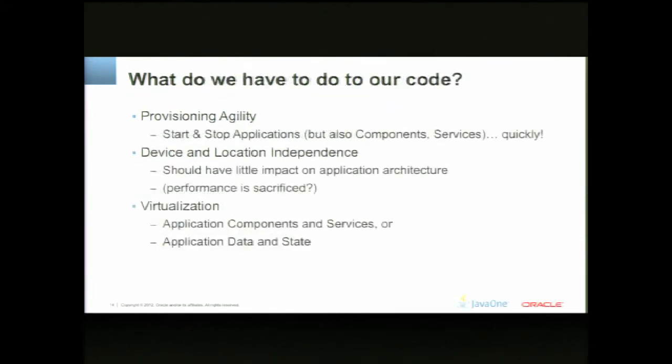Okay, so let's think about our code. If we want provisioning agility, what do we need to do? How would you write your application if you want provisioning agility? What do you mean by provisioning agility? I need to be able to start this thing and stop it. Now, it may not be a whole application. Maybe I want a service or a component in an application that's faulty. I need to take that out and upgrade it.